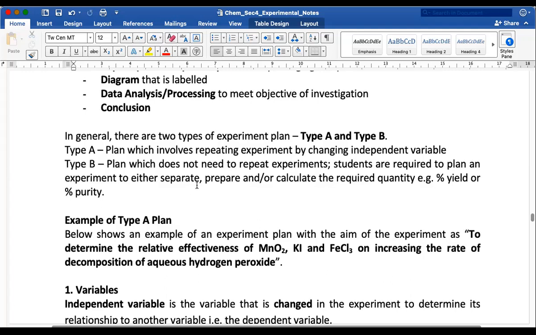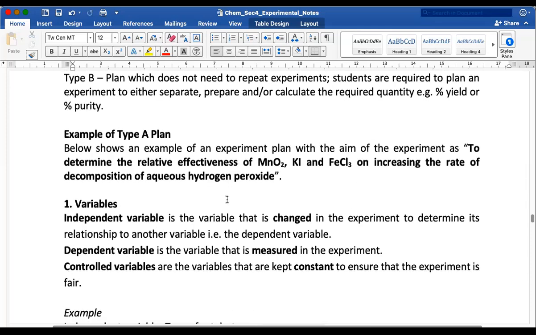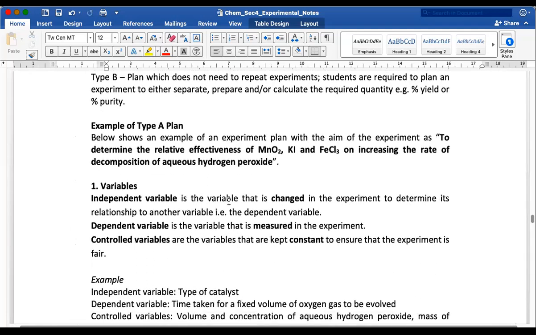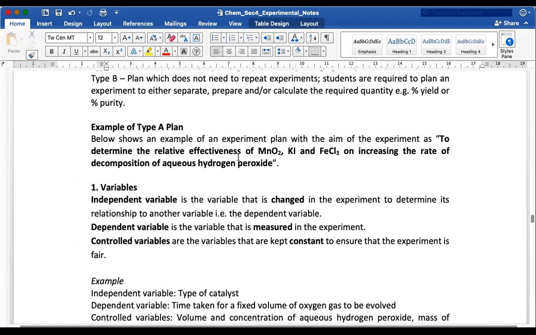Okay, type B is a type that you don't need to repeat. You just need to carry out the experiment, plan the experiment, and it's a linear type. So it's just one direction. There's no need to repeat. There's no need to go back to step 1 or 2 and do over again with another independent variable. No need. For example, separation, preparation of salts, calculate required quantity like percentage yield, purity, etc., or empirical formula. So this is an example of type A experiment I took from my previous school, on the effectiveness of different types of catalysts on the decomposition of hydrogen peroxide.